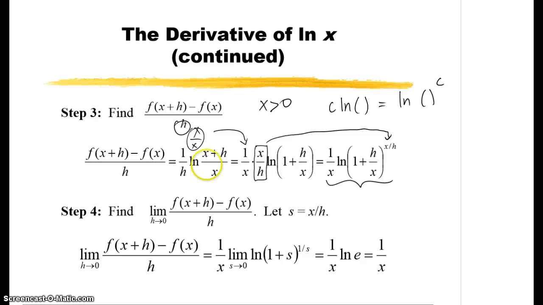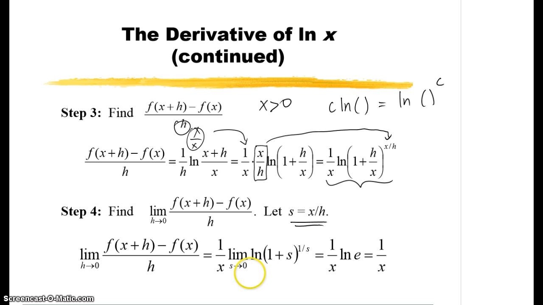This is why we did all this trickery here earlier on in step 3. The reason behind it is, if we let s equal to x over h, if we do that substitution, then look what we're left with. The limit, instead of being in terms of h, can now be given in terms of s, right?